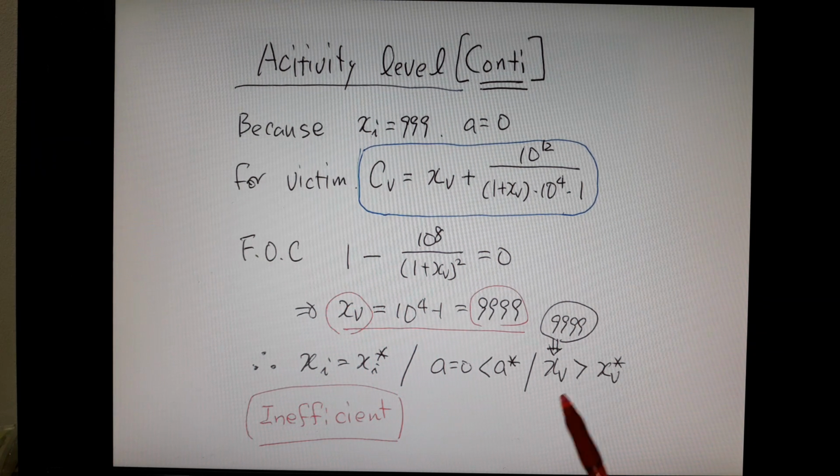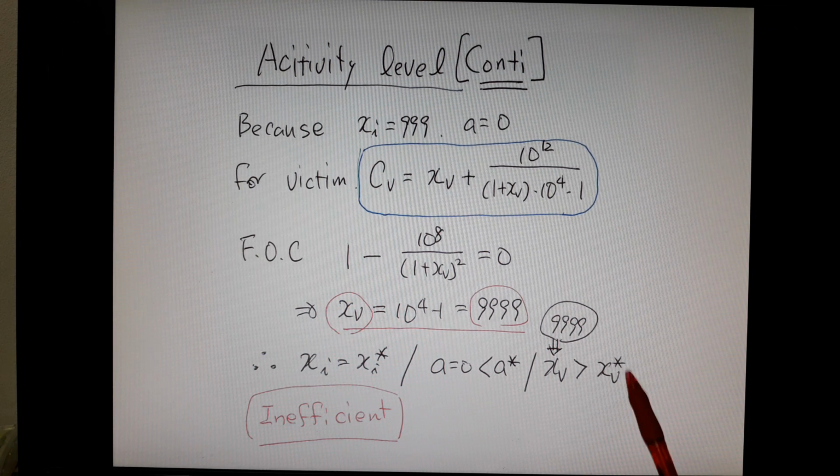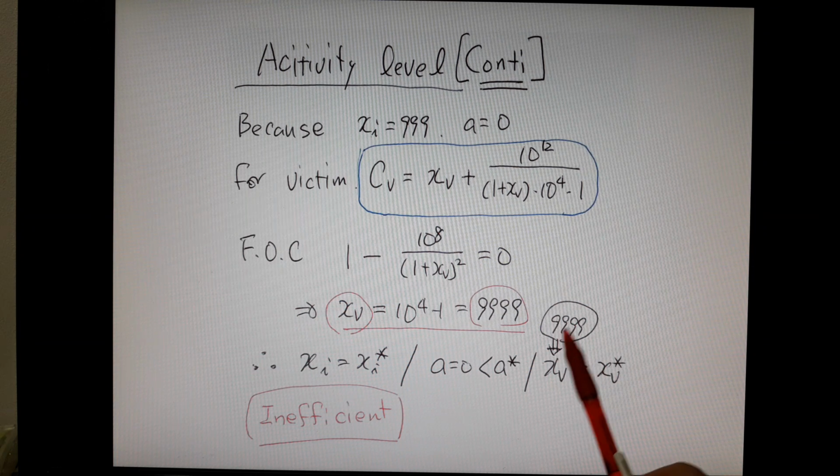It's enough if you can see XV is something bigger than even 9,999 and definitely much bigger than 999, which is socially optimal. So even though among the three things, Xi is optimal, A is too little because it's 0, and XV is much, much bigger than the optimal XV star. So it's inefficient.